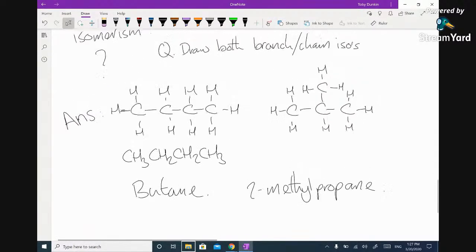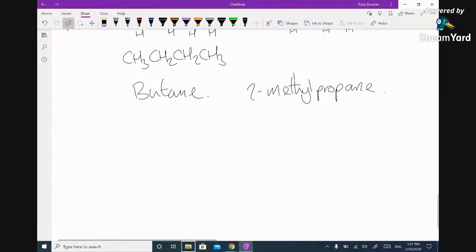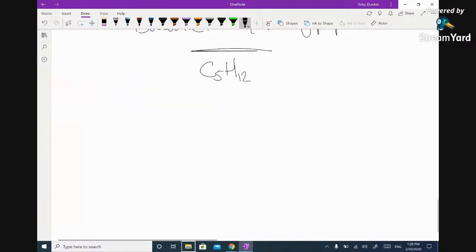Let's go for another question on this. Let's make the molecule bigger. C5H12. Okay, guys, question: draw all branched isomers. Right, guys, this will take you a little bit longer.